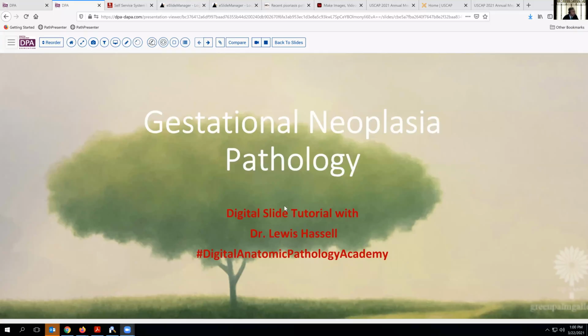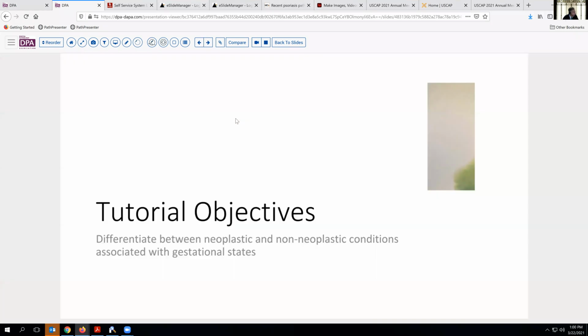So our objectives in this program, as we think about what we'd like to come away with, in gestational neoplasia, there are a number of important differentials. Most of these are between neoplastic and non-neoplastic mimics, although there are some situations where you can be concerned about the possibility of different types of neoplasia. And most of them are associated with neoplastic states, so we'll focus on those as well.